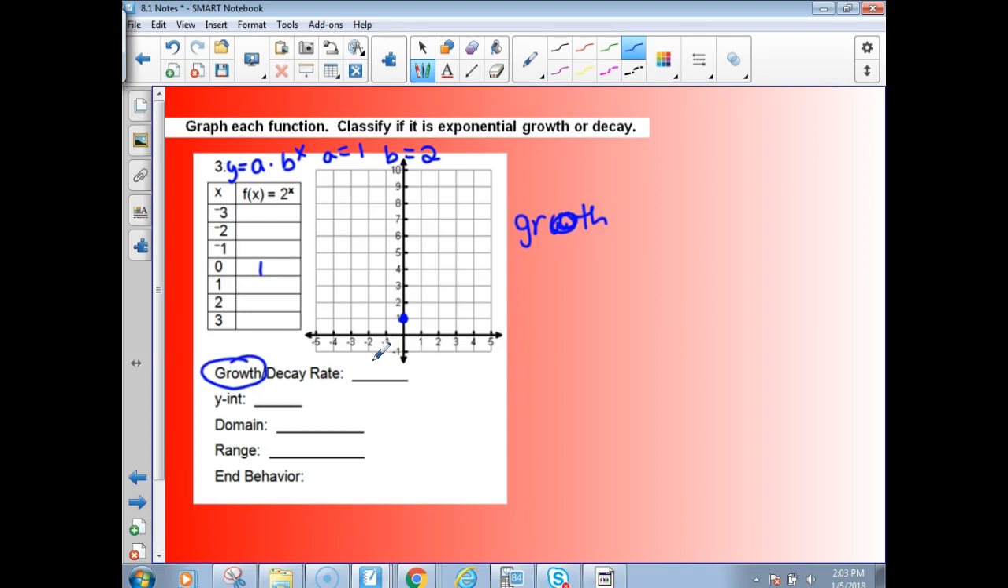The rate of growth is 2. The y-intercept is (0, 1). The domain is negative infinity to infinity. And this graph should never touch the x-axis. So let's look at what it looks like, and then we'll finish writing these ideas. I'm going to substitute in -3 for x and talk about what 2 to the -3 is.